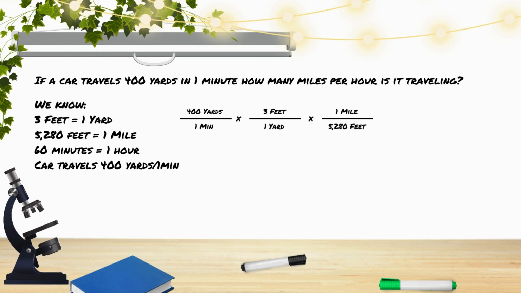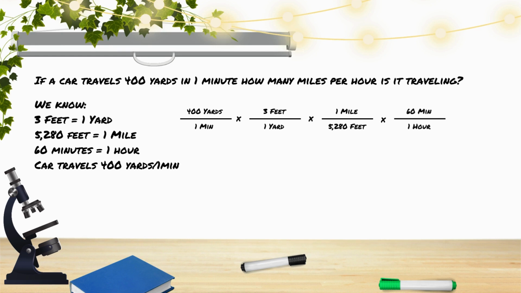Now, lastly, we need to go from minutes to hours. So we know that our conversion factor is there are 60 minutes for every hour. So again, we are multiplying, and when we set up our conversion factor, we are setting it up so our units cancel. So we are going to put 60 minutes over 1 hour.